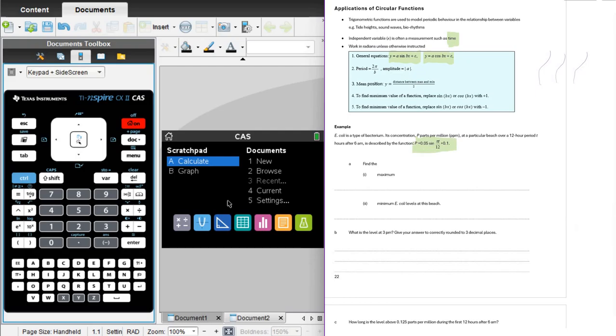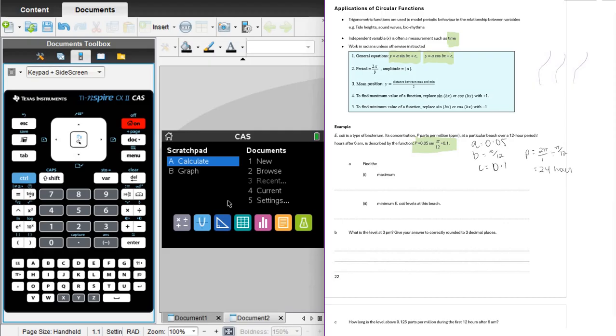Now we can still pull out some of the stuff that we like to look for when it comes to circular functions. So we can see here that our amplitude is 0.05. Our period is going to be 2 pi divided by pi over 12. So once we do that, you're going to end up with 24. So that means that this particular bacteria cycles these concentrations over a 24-hour period. And then we have our mean value still being 0.1.